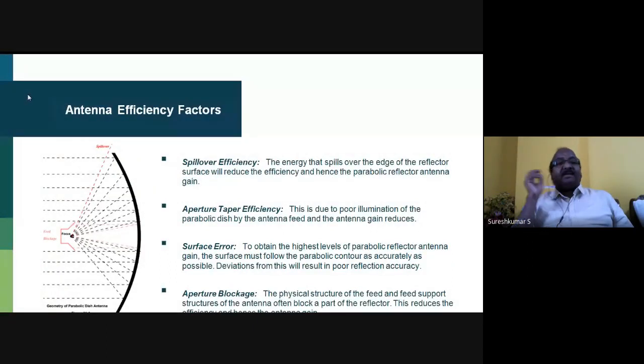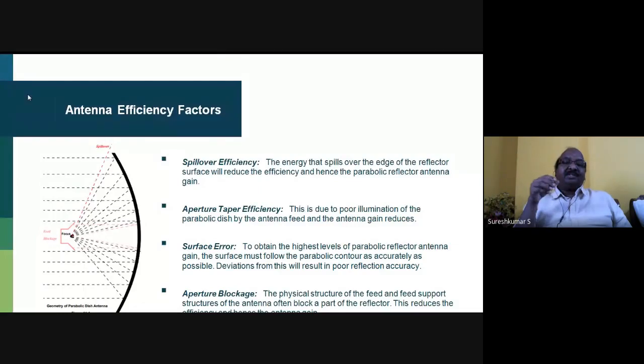Antenna efficiency factors, a few of them which are very important, I have mentioned here, like spillover efficiency. In simple words, it is the radiation that goes out of the dish. The aperture efficiency, we discussed, depends on the illumination of the dish by the feed. We are talking about a reflector antenna, or a receiving type of antenna. That is why I said that the aperture efficiency is the illumination of the dish. In terms of a transmitter antenna, it is one and the same: how do you illuminate from the feed to the dish? So that is how the reciprocity of the antenna matters. So aperture efficiency talks about the illumination of the dish.